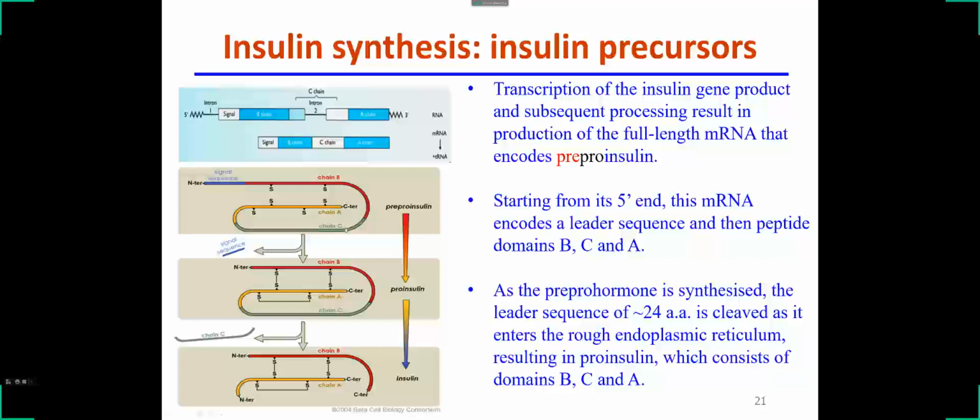Now, we talk about these in terms of pre-pro. Once the cleavage occurs, you get pro, and then once the C-peptide gets processed by those peptidases and endopeptidases, you get the full-length insulin. So the nomenclature is pre-pro, pro, and then insulin.